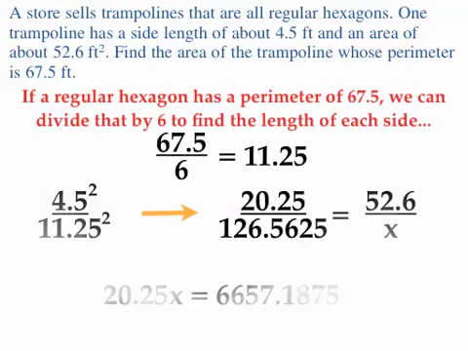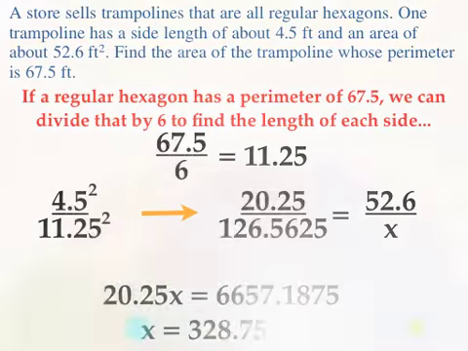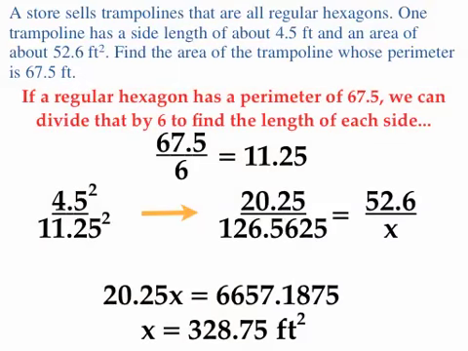Again, I need to cross multiply. When I do so, I get 20.25x equals 6,657.1875. Divide by 20.25 on both sides, and you find the missing area to be 328.75 feet squared.